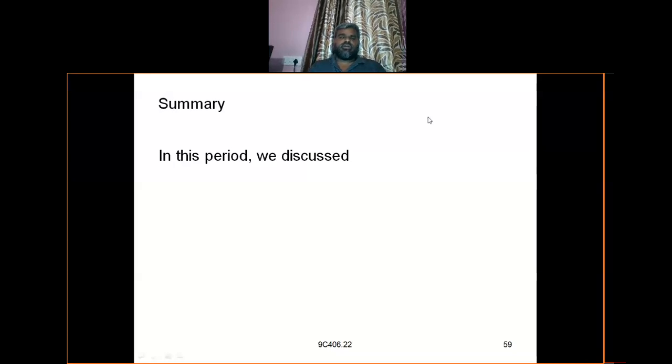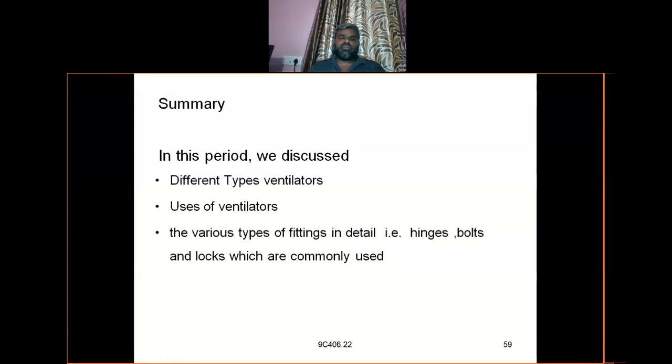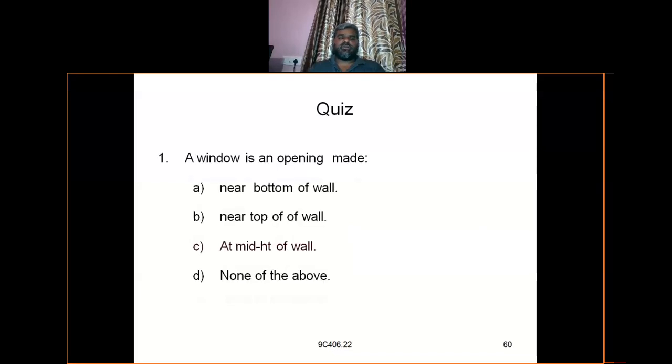In this, what we have studied is different types of ventilators and uses of ventilators, various types of fittings in detail, like hinges, bolts, and locks, and different types of lintels, with details of RCC lintels also.